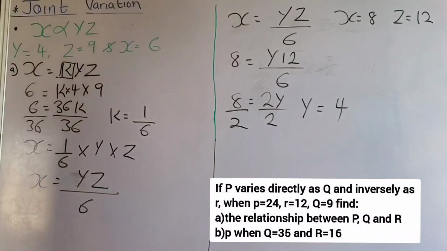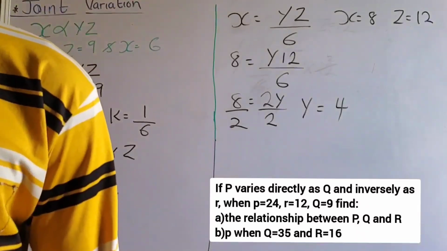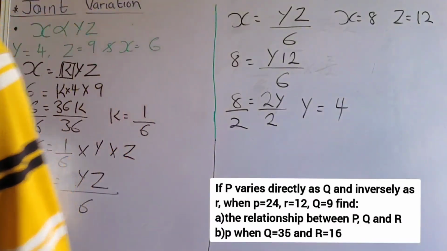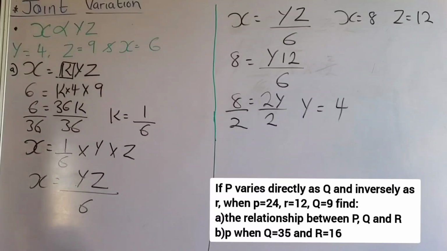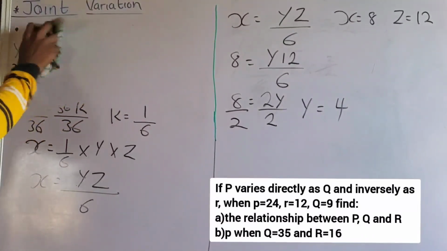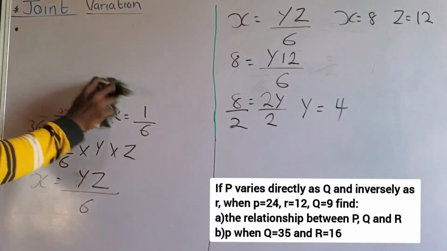P varies directly as Q and inversely as R. When P equals 24, R equals 12, and Q equals 9, find the relationship between P, Q, and R, and find P when Q equals 35 and R equals 16. Okay? Just pay attention. It's simple. Now, to solve that question, the question is a bit similar to what we just did.